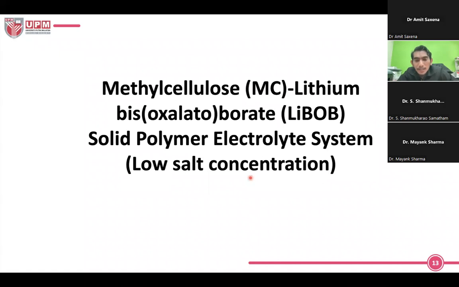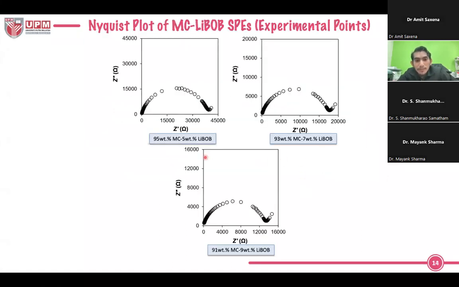We apply them to some samples that we obtained in the lab. We use methyl cellulose, and we use a salt, lithium bisoxalatoborate, as a solid polymer electrolyte with a low concentration. In this work, we use salt at 5, 7, and 9 weight% of sample. So this is the Nyquist plot of the MC-LiBOB solid polymer electrolyte obtained from the experiment.